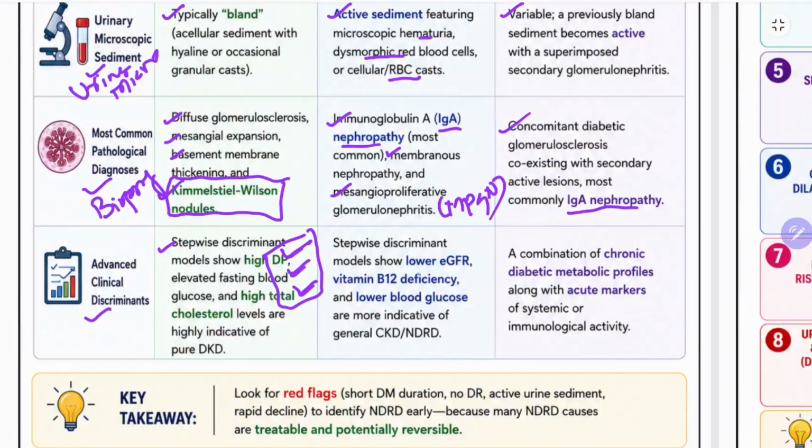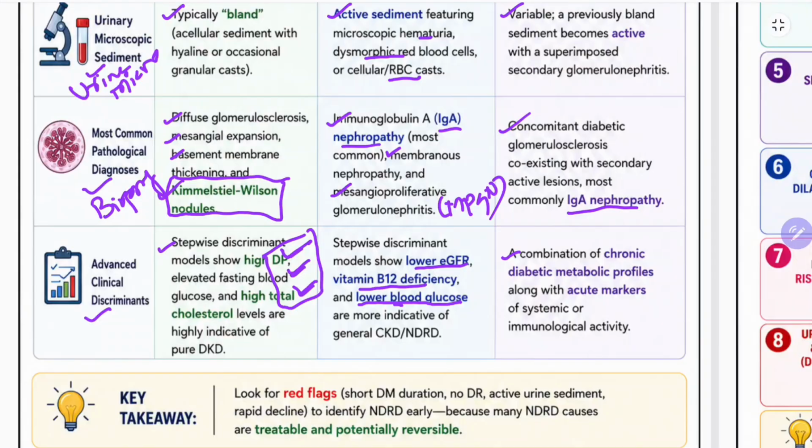In NDRD, stepwise discriminant models show lower EGFR, vitamin B12 deficiency, which is very important, and lower blood glucose are more indicative of general CKD or NDRD. Okay, NDRD, low blood glucose, very important one. In mixed lesions, there is a combination of chronic diabetic metabolic profiles along with acute markers of systemic or immunological activity. So you can have either of the three.